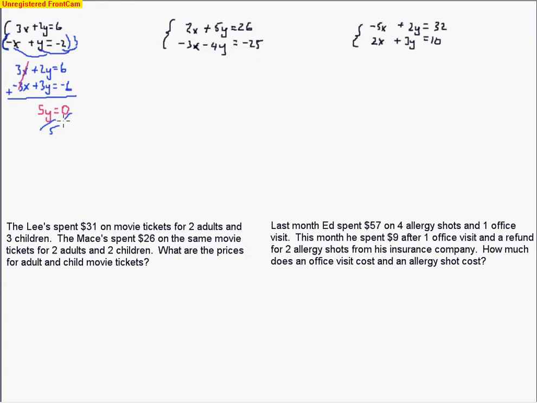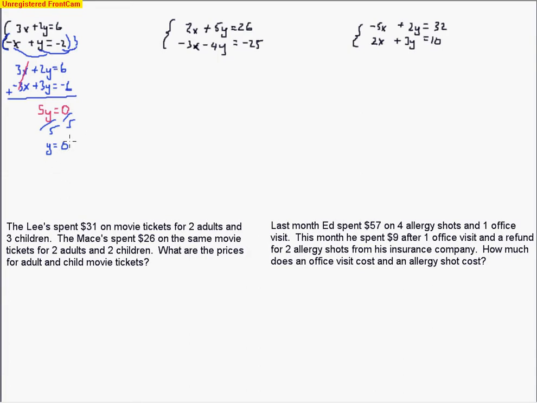So when you divide by 5 on both sides, you end up with 5 going into 0, 0 times. Just think about it this way: 5 times what number equals 0? Well, any value times 0 always equals 0. So y is 0.